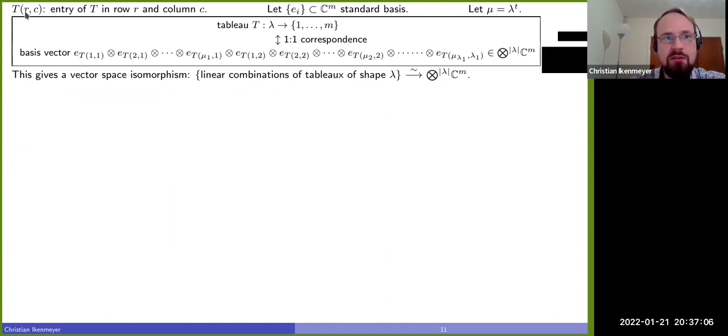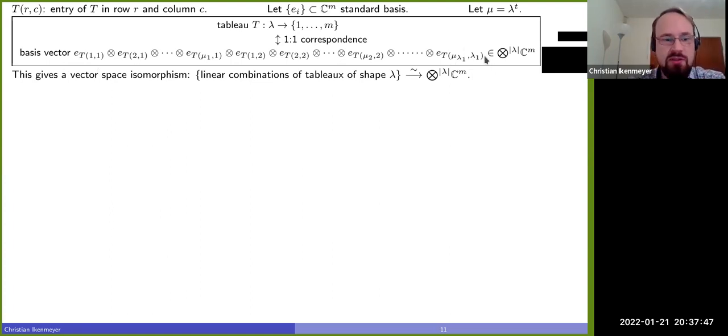Okay, so T_RC, if you have a tableau, then you want to maybe get some entry of the tableau, that should be T_RC. And you get some standard basis here of your vector space, and you want to transpose your tableau lambda. Now there's a one-to-one correspondence for a tableau. Somebody gives you a tableau with entries 1 up to m, and you can create a vector out of this. This is a tensor in the tensor power, and this is the number of boxes that lambda has. For each box you get a tensor factor here, and you just tensor them up. That's it. You just tensor up the basis vectors that are in your tableau.